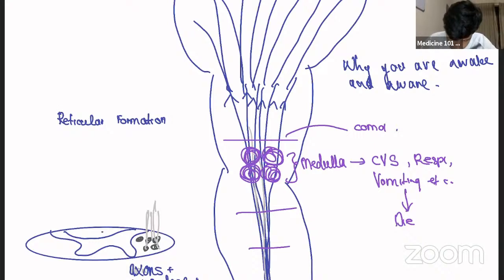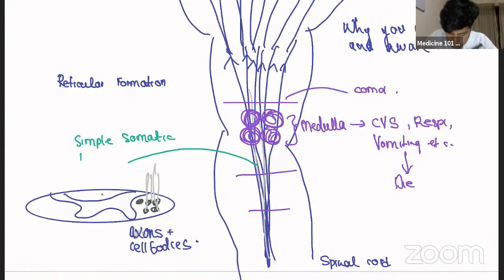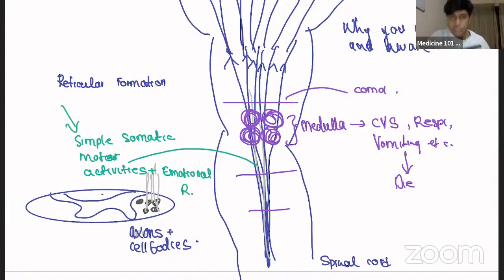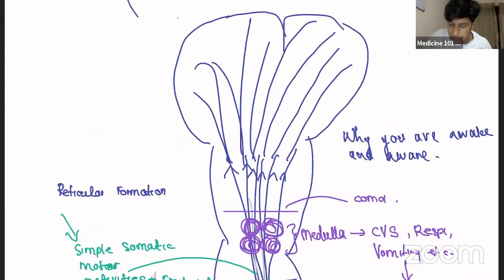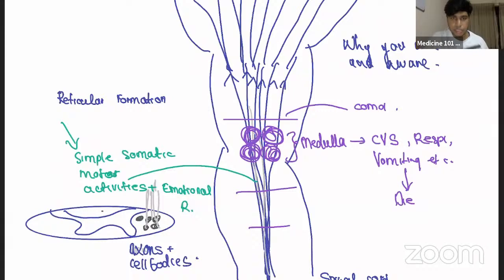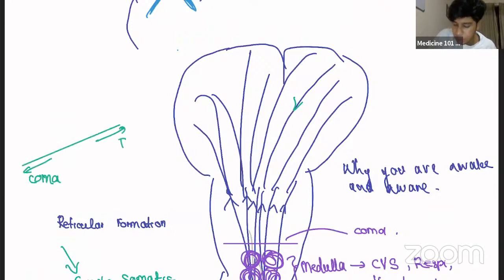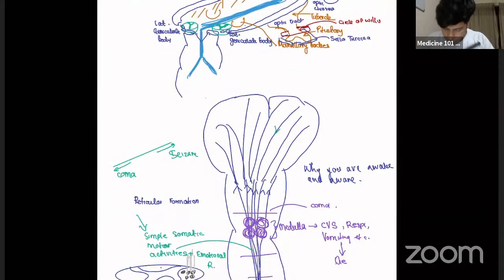Okay? And also, these send fibers for simple somatic motor activities, okay? And emotional responses. Also, there's a postulate that if these neurons get overactivated, there's going to be overactivation of the brain, and it can lead to epilepsy. You know, seizures, fits. So basically, it's a two-way thing. If it is underactivated, it can lead to a coma. If it is overactivated, it can lead to a seizure. Okay, think of suddenly lighting up this whole thing in strobes, something like that.